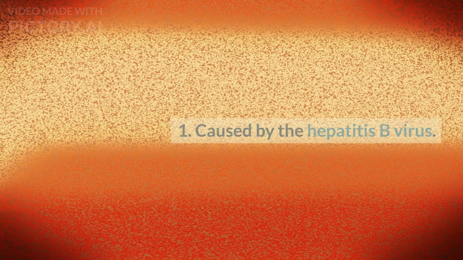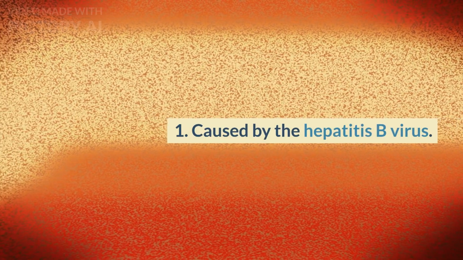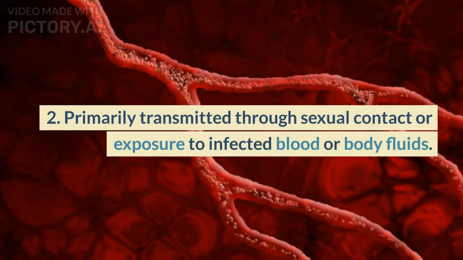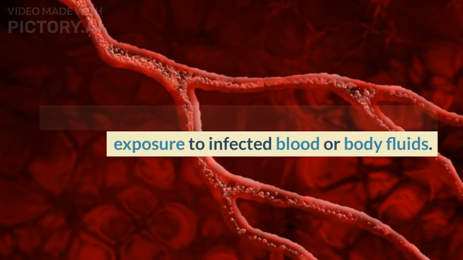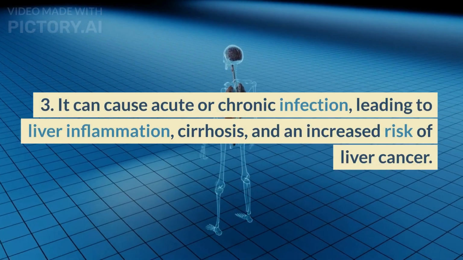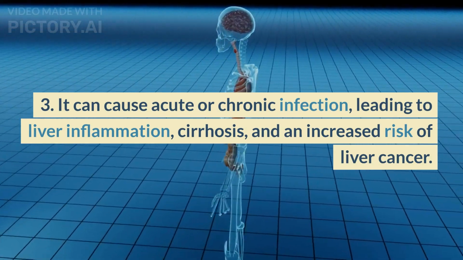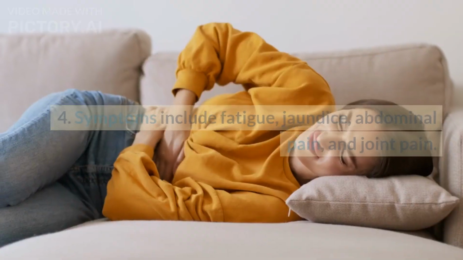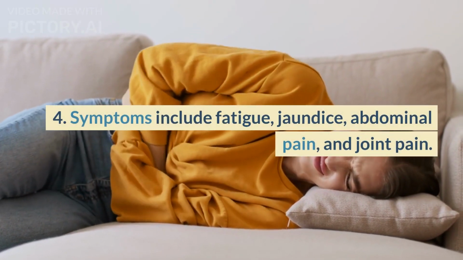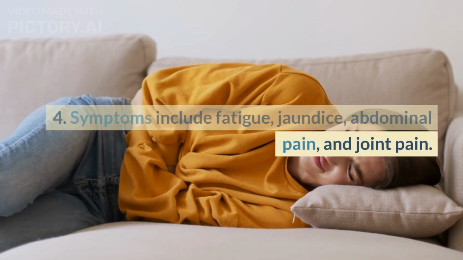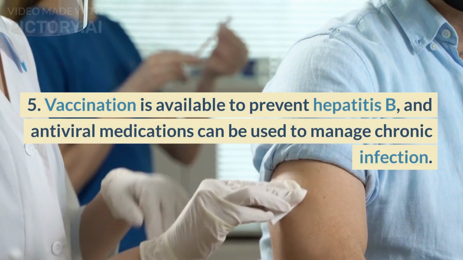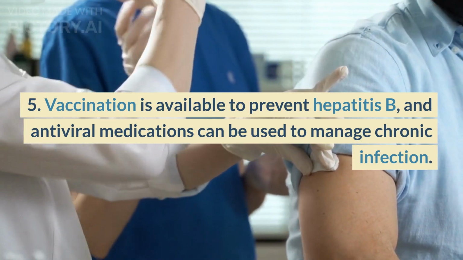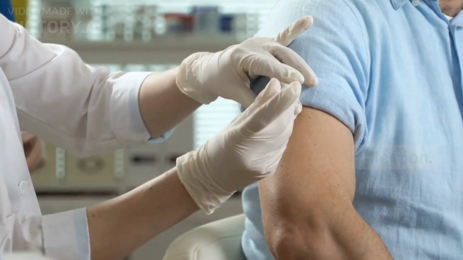Hepatitis B. 1. Caused by the hepatitis B virus. 2. Primarily transmitted through sexual contact or exposure to infected blood or body fluids. 3. It can cause acute or chronic infection, leading to liver inflammation, cirrhosis, and an increased risk of liver cancer. 4. Symptoms include fatigue, jaundice, abdominal pain, and joint pain. 5. Vaccination is available to prevent hepatitis B, and antiviral medications can be used to manage chronic infection.